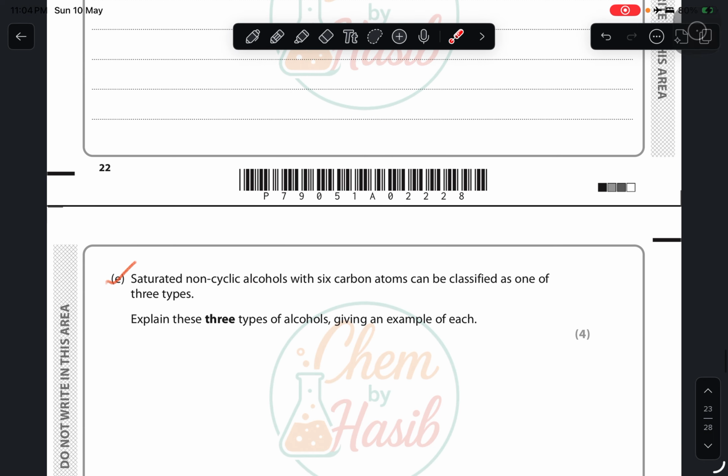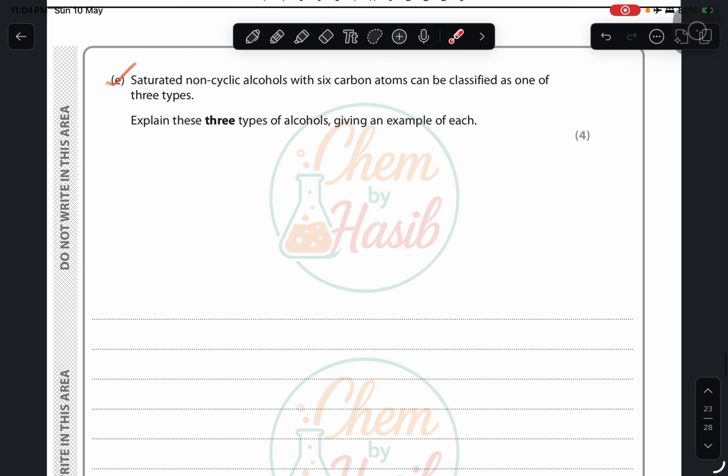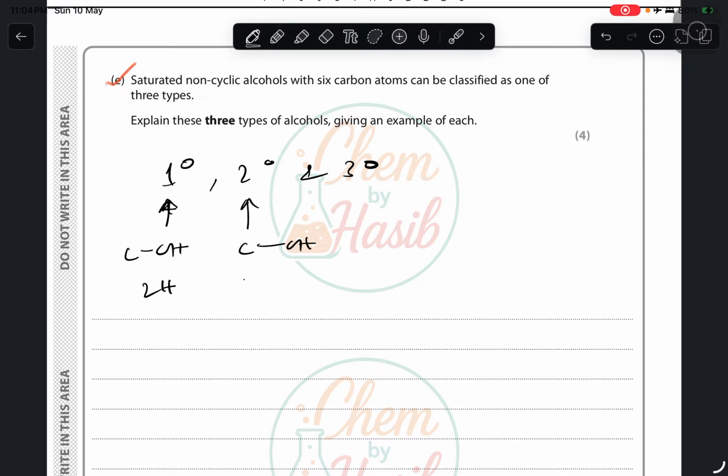Saturated non-cyclic alcohols with 6 carbon atoms can be classified as one of the 3 types. Explain these 3 types of alcohols, giving an example of each. There are 3 types of alcohols here, right? In the answer, you should mention 1 degree, 2 degree, and 3 degree, and explain what each is. In 1 degree, the carbon bearing OH has 2 hydrogens. In 2 degree, the carbon bearing OH has only 1 hydrogen. In 3 degree, the carbon bearing OH has no hydrogen. So you explain how to classify 1 degree, 2 degree, and 3 degree.